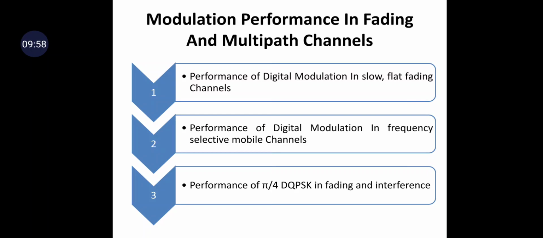So now let's see the modulation performance in fading and multi-path channels. Here we have to see three topics. One is performance of digital modulation in slow flat fading channel. Second one is performance of digital modulation in frequency selective mobile channels. And last one is the performance of pi by 4 DQPSK in fading and interference.